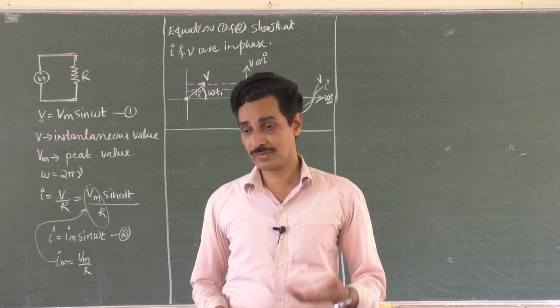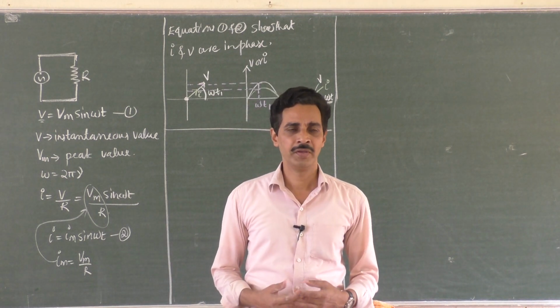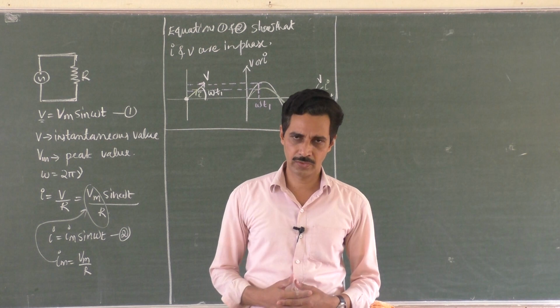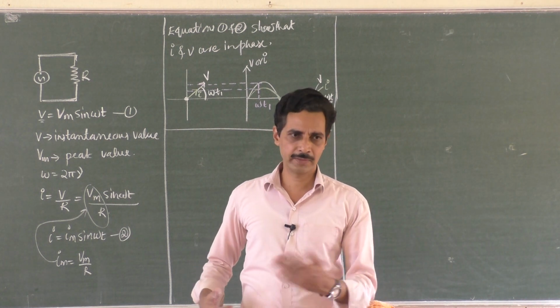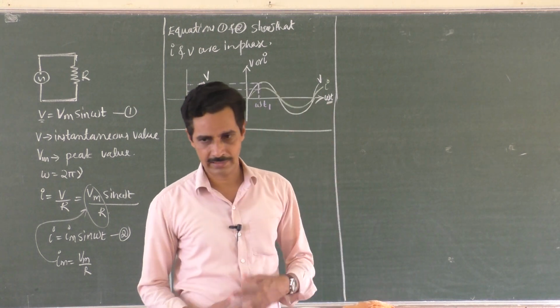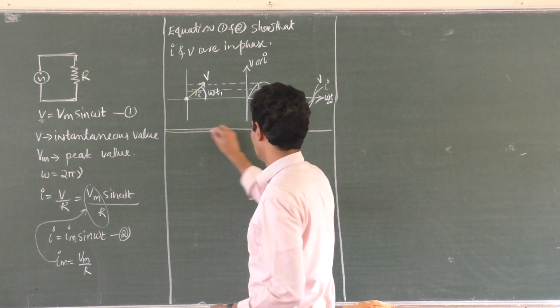Now do you have a circuit, in the previous class we were discussing, where when current is maximum, voltage is 0? When voltage is maximum, current is 0. When voltage is minus maximum, current is 0. Something like that. Do you have any circuit? That is the capacitive circuit. So take a capacitive circuit.